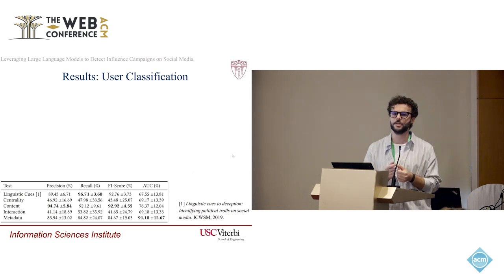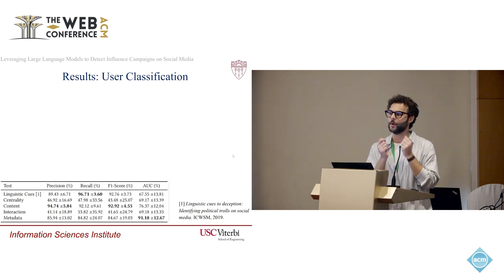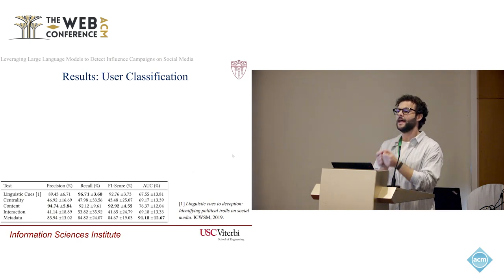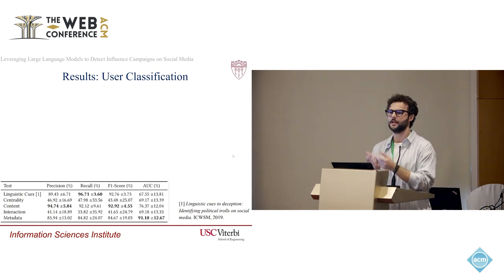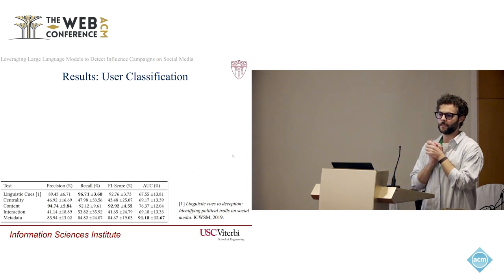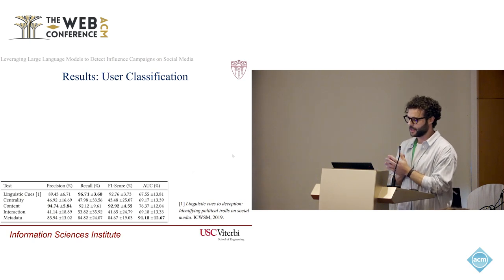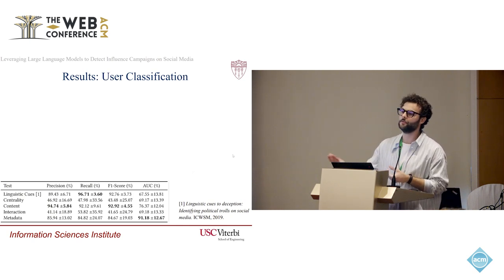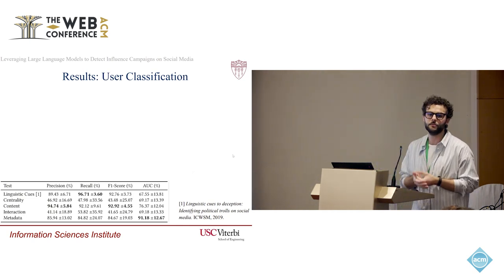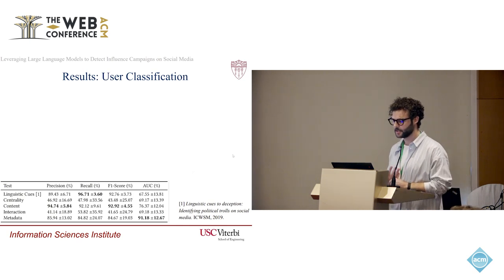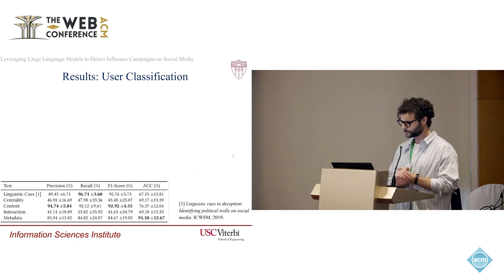I want to stress this because precision in this context is particularly important, because we want to minimize the number of false positives. We want to minimize the number of organic users that are misclassified as drivers of these campaigns. And this is particularly important because in a setting like this, we don't want to misclassify innocent people, because this might lead to penalties like suspension or banning from social media platforms, which might lead even to an overhead from social media providers. So precision is very important in the setting of the detection of information operations.